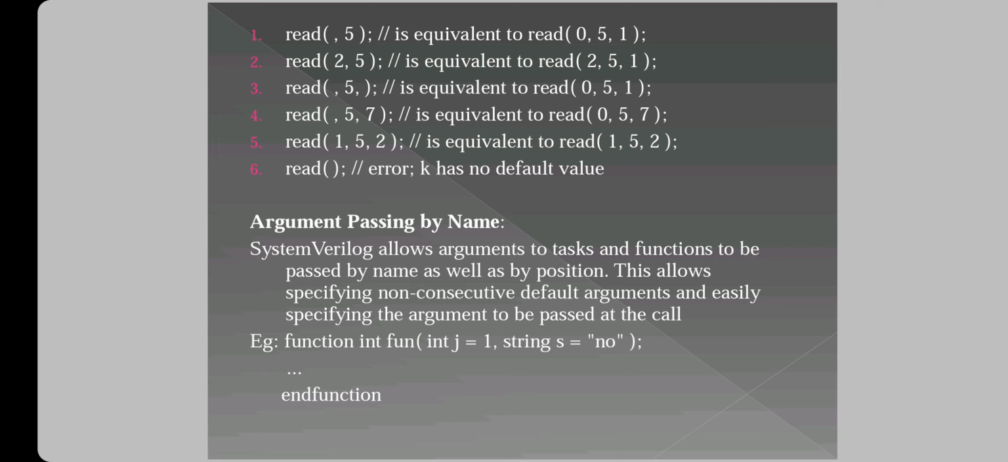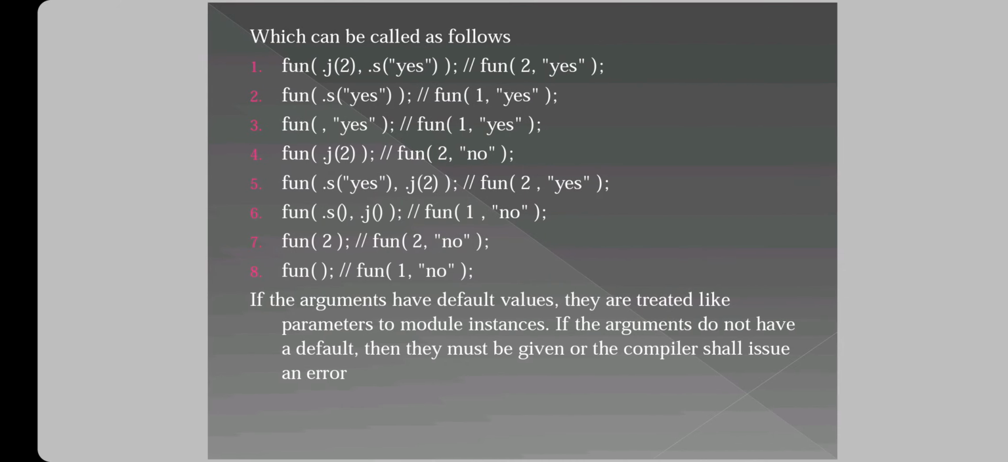So, argument passing by name. SystemVerilog allows arguments to tasks and functions to be passed by name as well as by position. This allows specifying non-consecutive default arguments and easily specifying the arguments to be passed at the call. So for example, you have an int function fun, where it is accepting some arguments like int j equal to n and string s equal to no. Okay, so which can be called as follows.